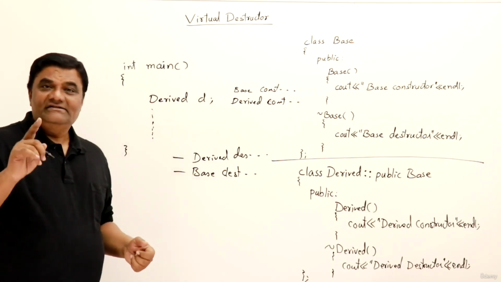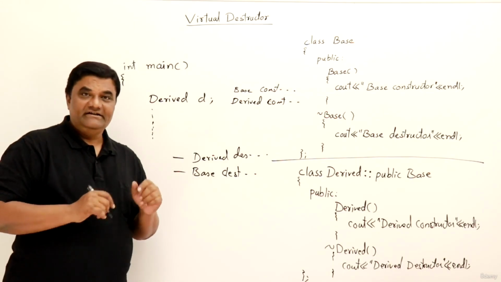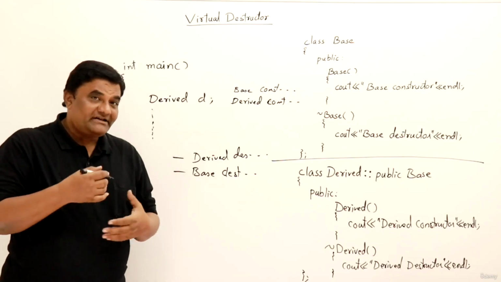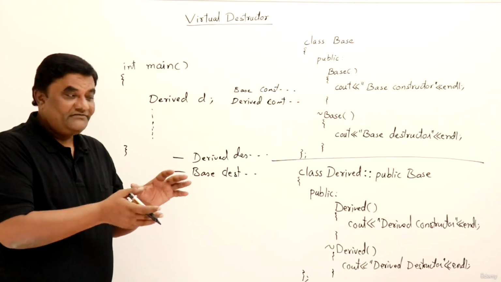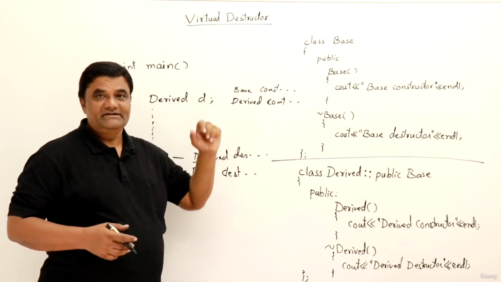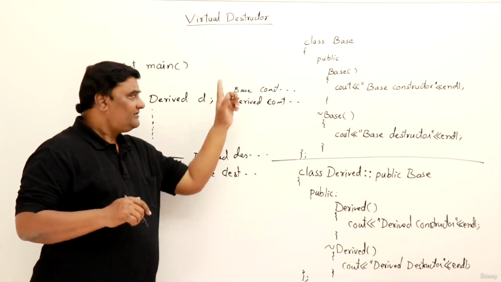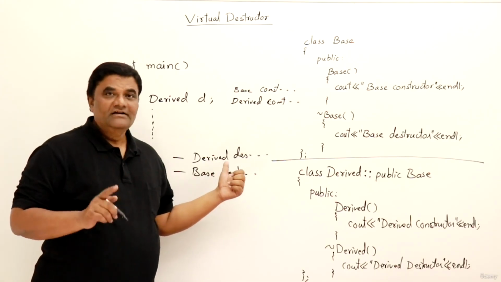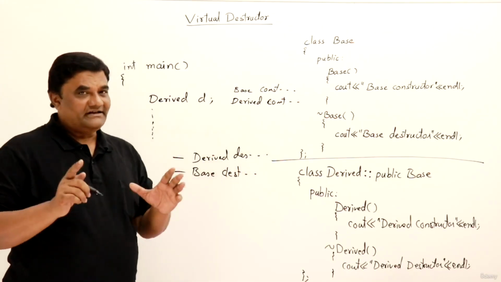So that's it. This is how destructors are called in inheritance. If you are creating an object of derived class, when it is being destroyed, first the destructor of derived class is called, then the destructor of base class is called. So in contrast to the constructor, destructors are called from bottom up. So this is about destructors in inheritance.